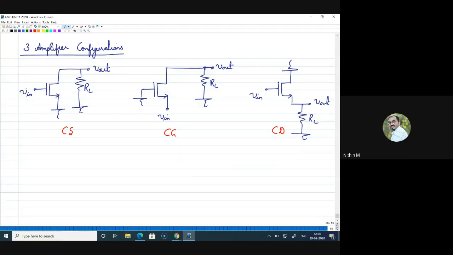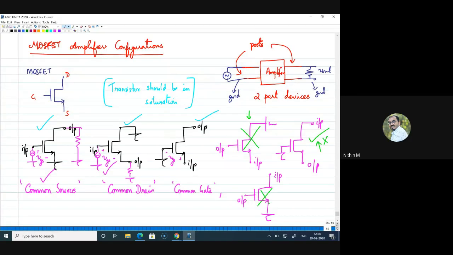Okay. So can we provide input through drain if VGS is given? Then will it act as an amplifier? Okay. So the question is, can we provide input to drain if VGS is given? Can you give a clarity on that, Nandita?